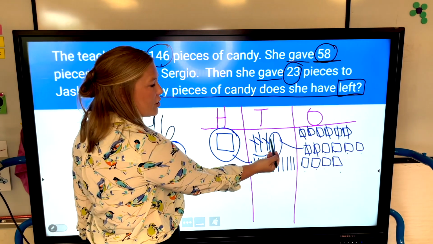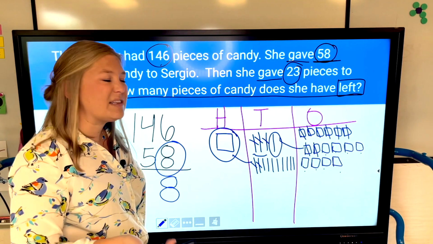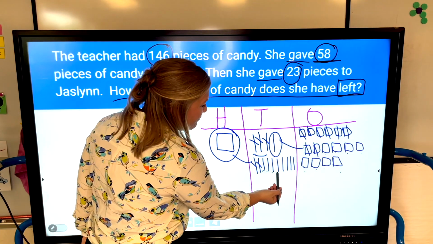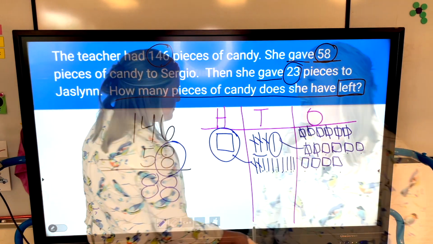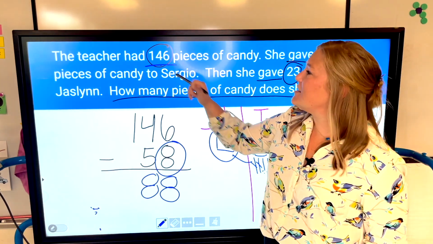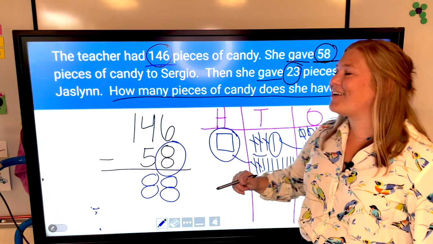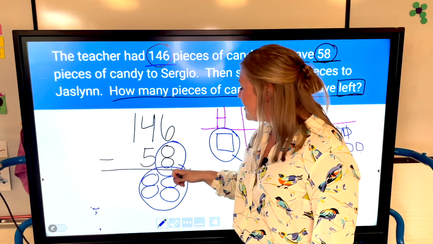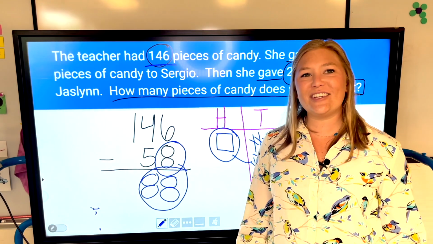Remember, he's no longer in this group, so I don't need to X him out or count him because he's gone. So we have 1, 2, 3, 4, 5, 6, 7, 8. So now we have 88. So when she had 146, she gave 58 of them to Sergio. Now she has 88 pieces of candy. But is that the answer to the question?